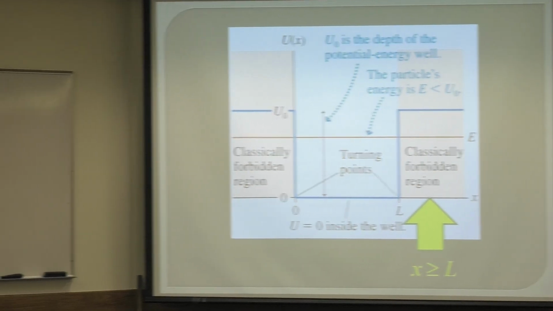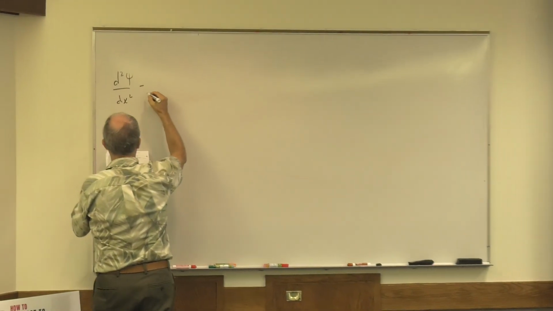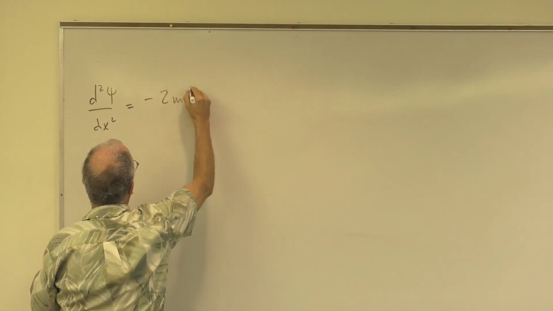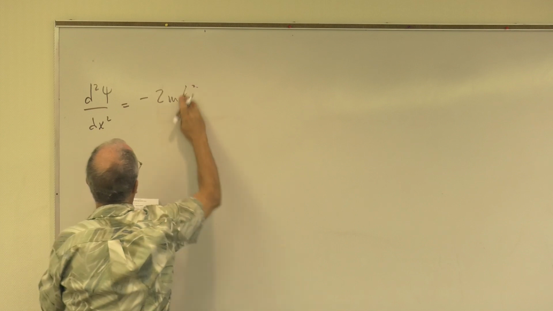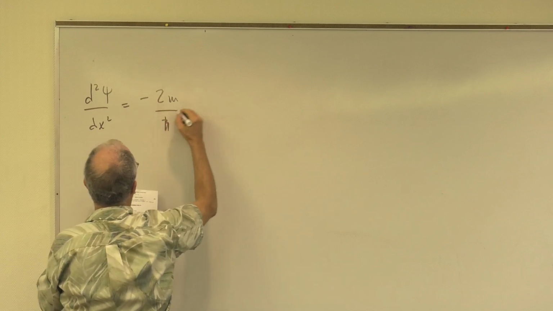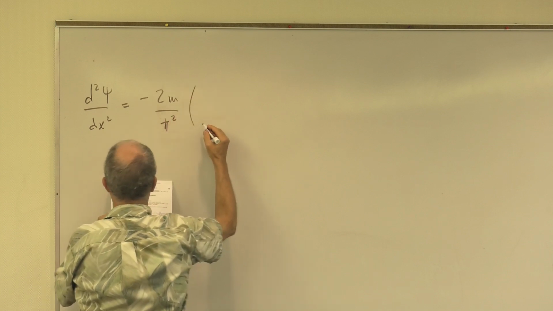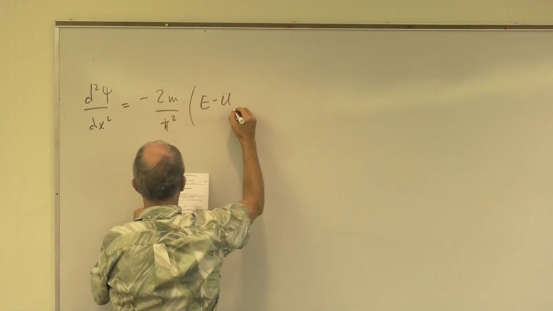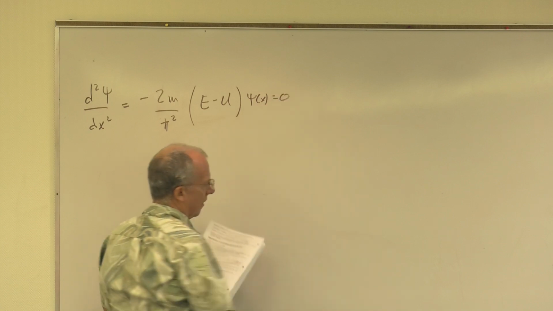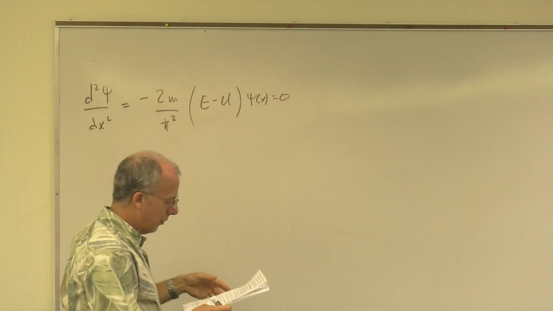Okay, here's the Schrodinger equation. d squared psi dx squared equals minus 2m over h bar squared, times (E minus U) psi. That's the same thing as the Schrodinger equation. I want to get this separated. You'll see why. There's a good reason for it.